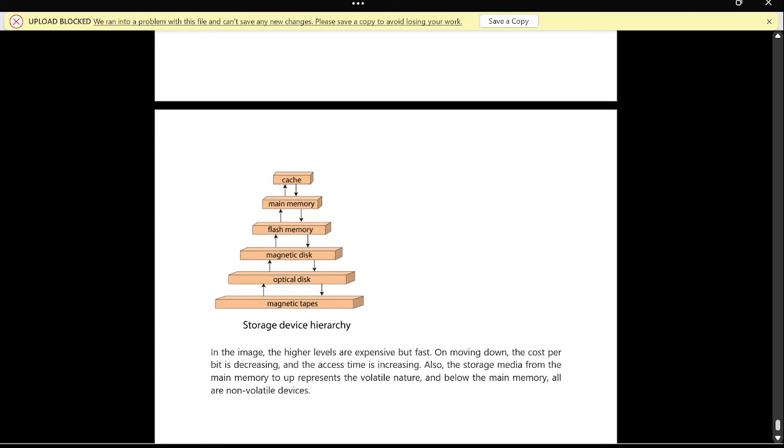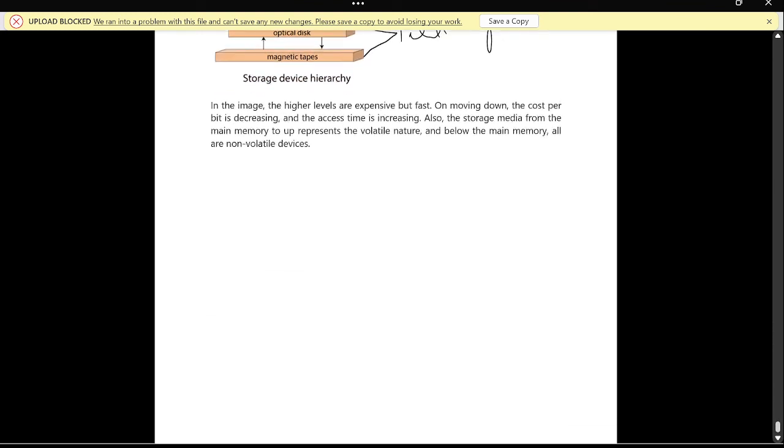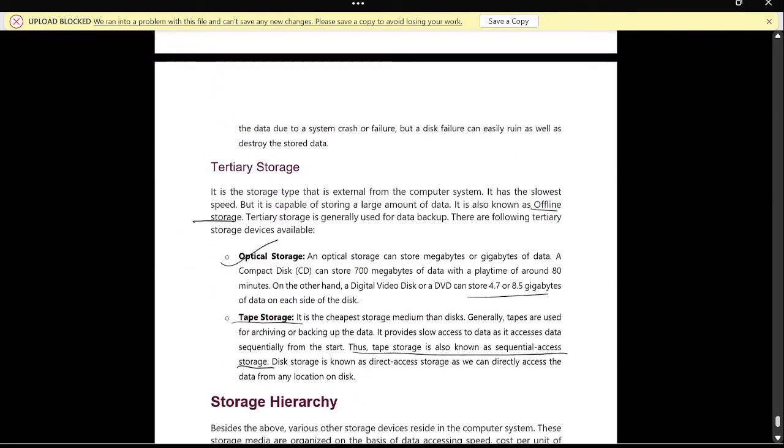Let's see the hierarchy. This is the storage device hierarchy. First we have cache memory. Next we have main memory, which we just discussed, and we have discussed flash memory also. Flash memory and magnetic disks come under secondary storage, and optical discs and magnetic tapes come under tertiary storage. Cache and main memory come under primary storage. This is the hierarchy of our memory devices. So this is what storage means.